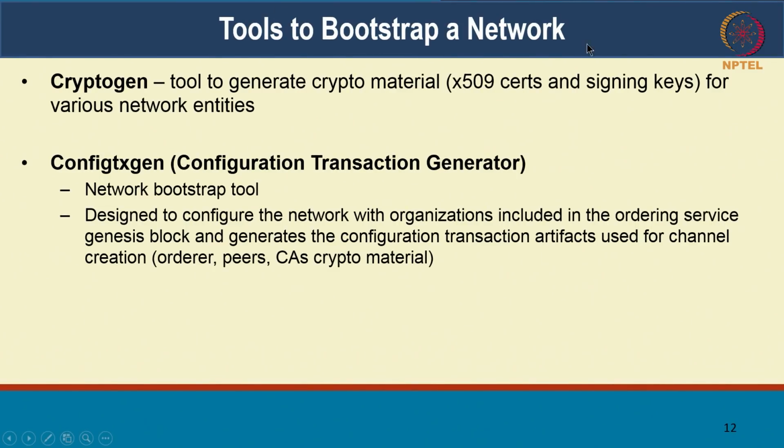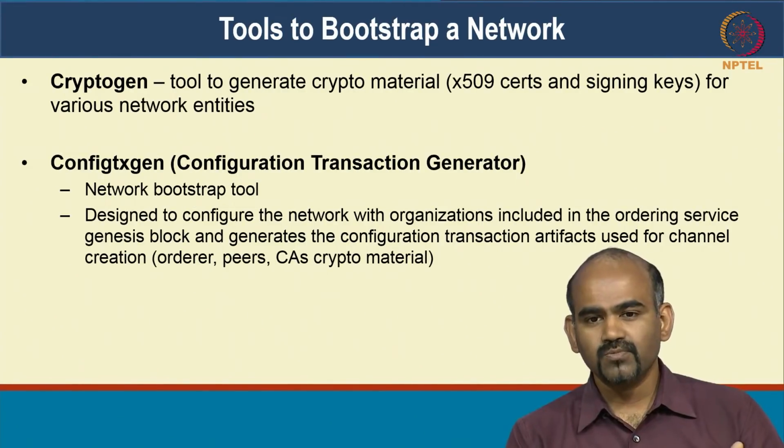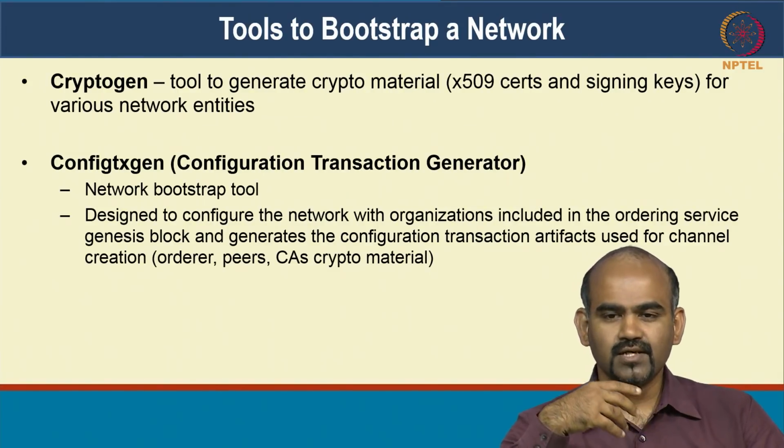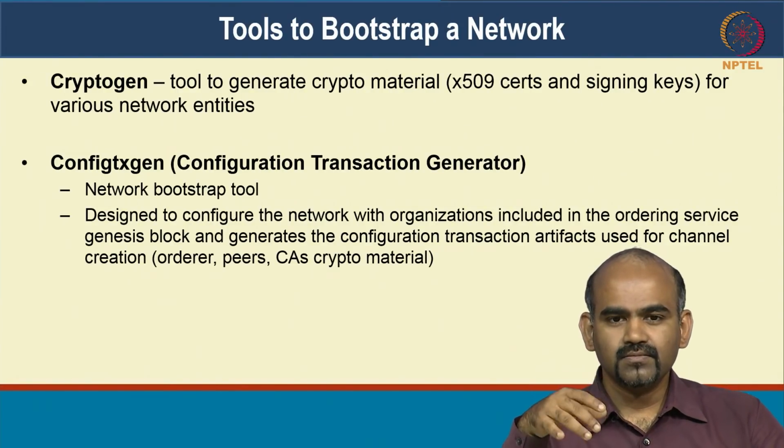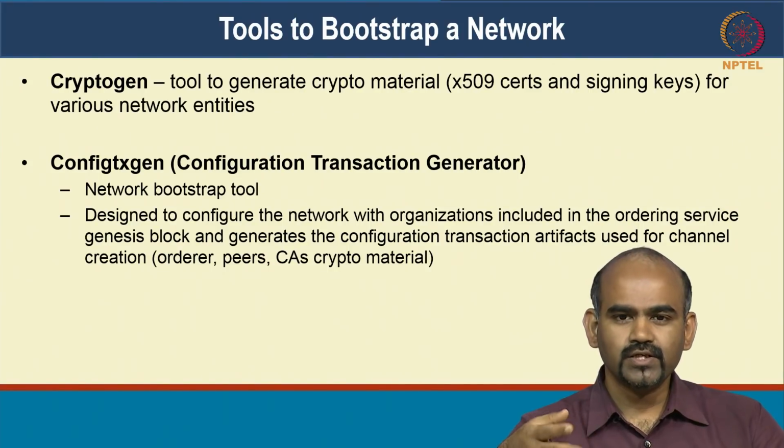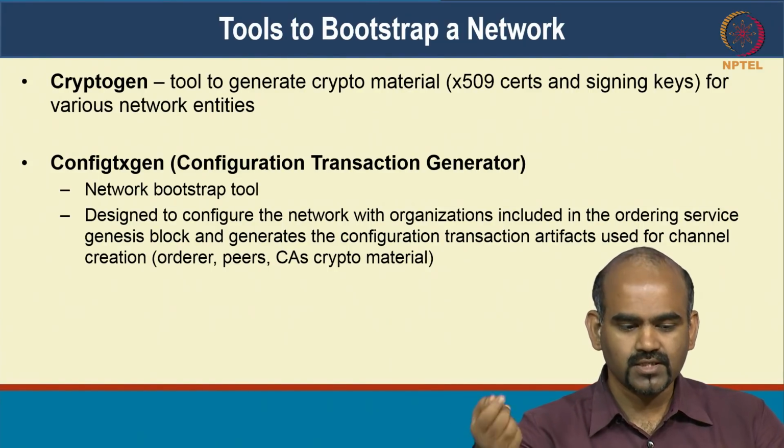Fabric also provides certain tools as a convenience feature to help you bootstrap a network. One of those tools is CryptoGen. It's a tool to generate crypto material for your users in your organization, for your peers. You need to be able to generate certificates, so all that can be generated by CryptoGen. You can just tell CryptoGen, I have 4 organizations, I have 3 peers, generate material for it. It will go and generate the crypto material needed for those organizations.